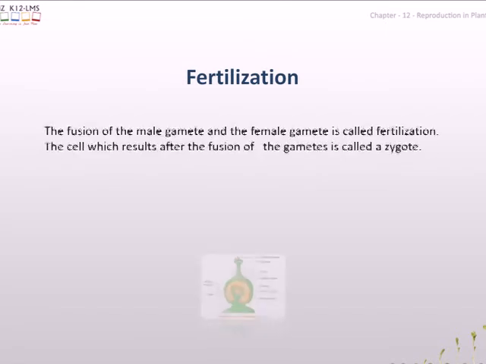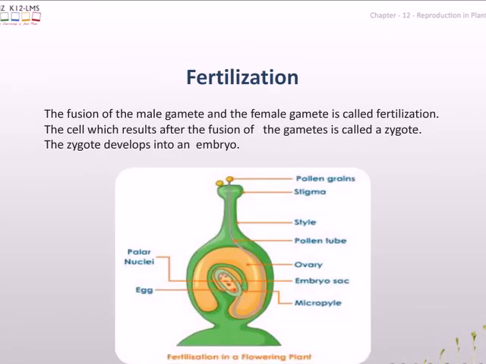Fertilization. The fusion of the male gamete and the female gamete is called fertilization. The cell which results after the fusion of the gametes is called a zygote. The zygote develops into an embryo.